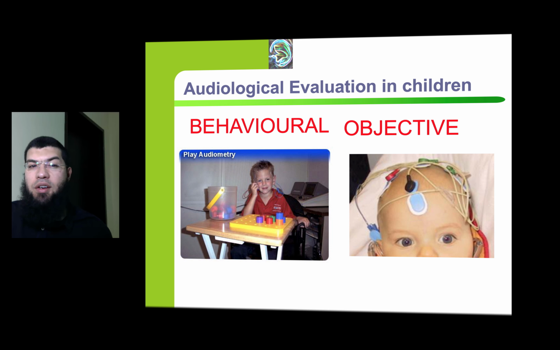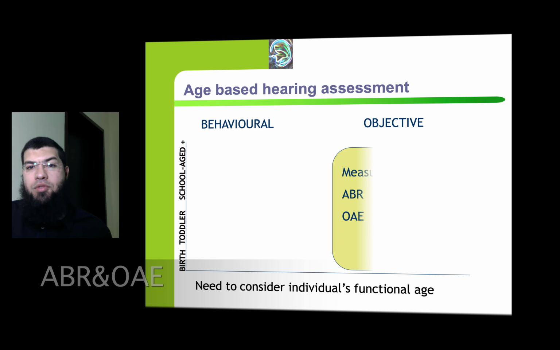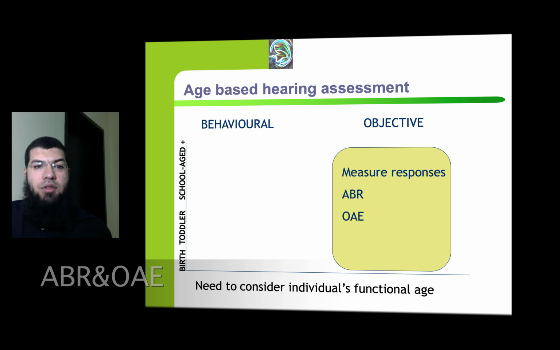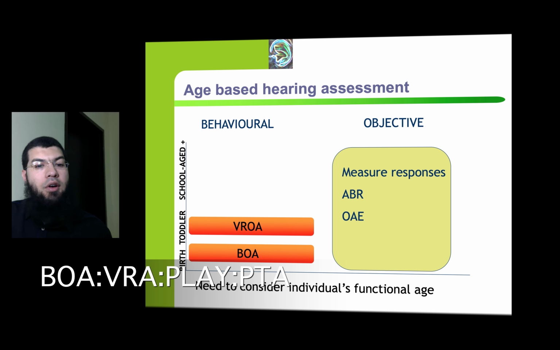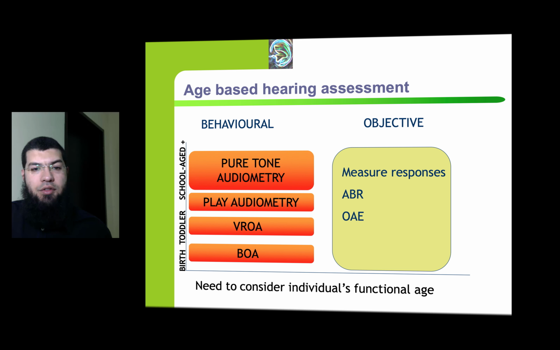Audiological evaluation in pediatrics has two main groups, behavioral and objective. The objective ones are ABR and otoacoustic emission. The behavioral ones are behavior observation audiometry, visual reinforcement audiometry, play audiometry, and conventional pure tone audiometry. In behavior observation audiometry, the child is seated between two loudspeakers and the audiologist delivers a signal and notices the behavioral response of the child to sound. It is done up to 6 months of age.